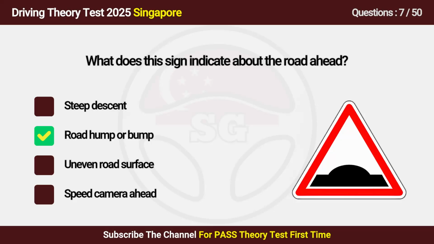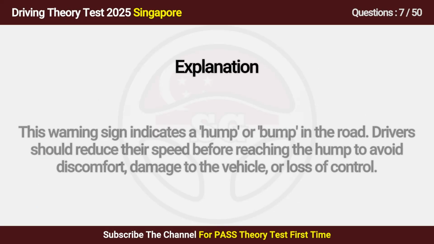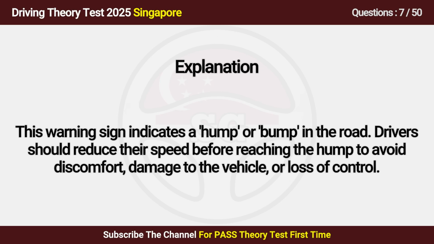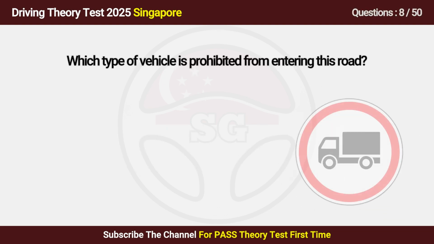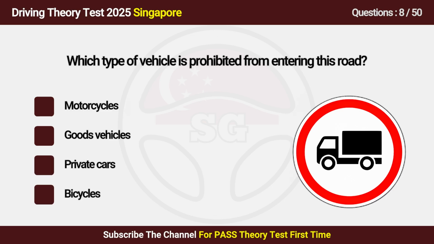Answer is B. Road hump or bump. This warning sign indicates a hump or bump in the road. Drivers should reduce their speed before reaching the hump to avoid discomfort, damage to the vehicle, or loss of control.